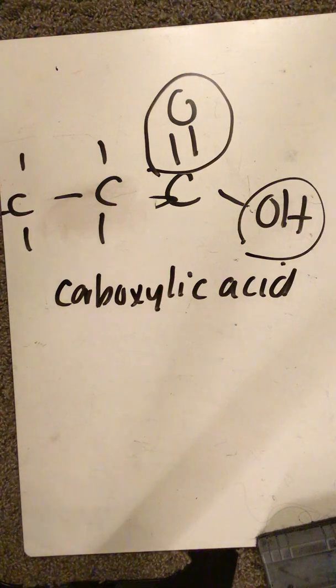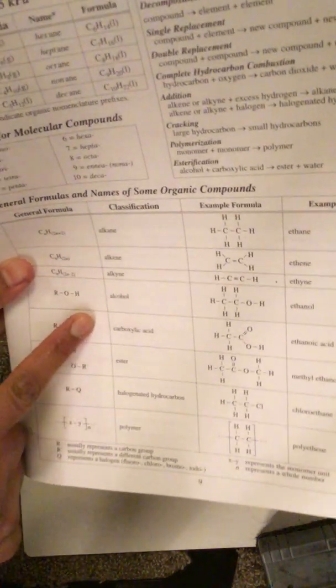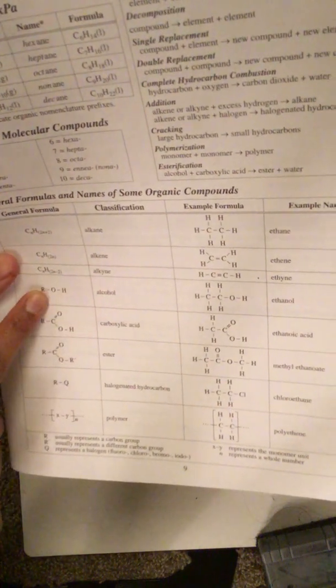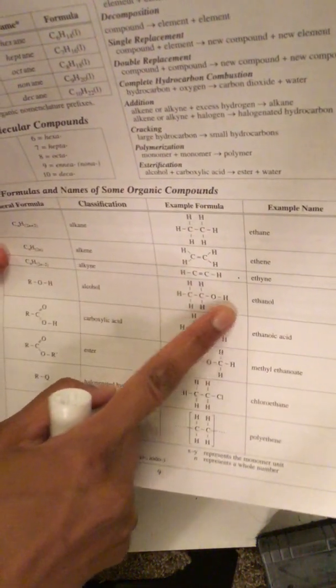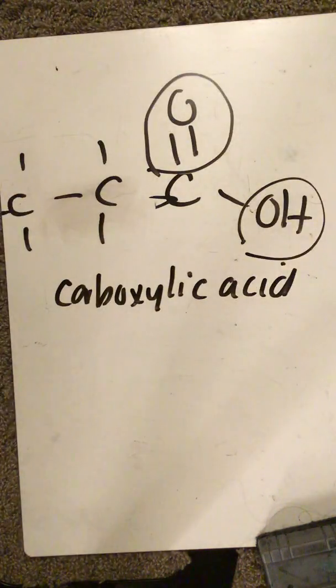Okay, and just to let you guys know, it actually shows you how to name everything here. So like here, see how they have this alcohol here? See how it has 2 carbons, they already named it for you, ethanol. Carboxylic acid, 2 carbons, you can see it, they call it ethanoic acid.